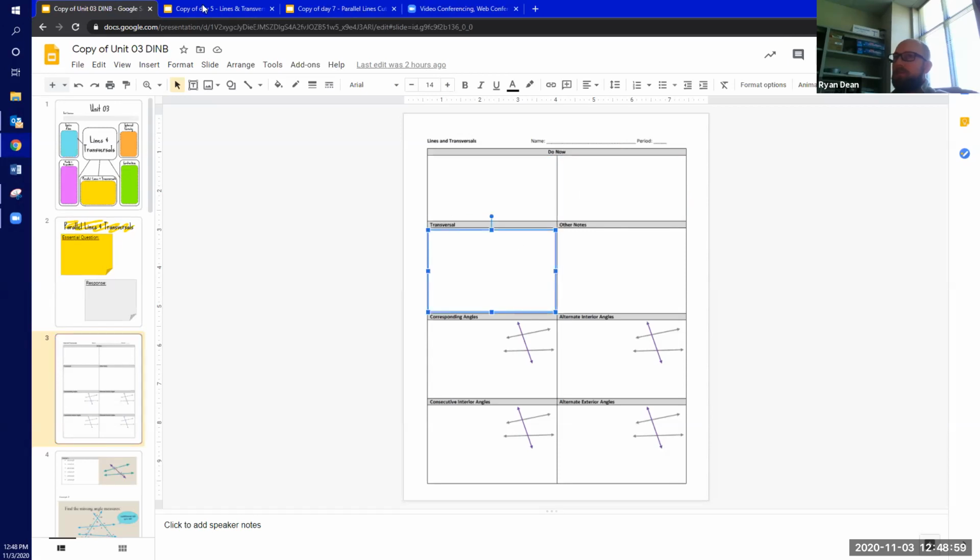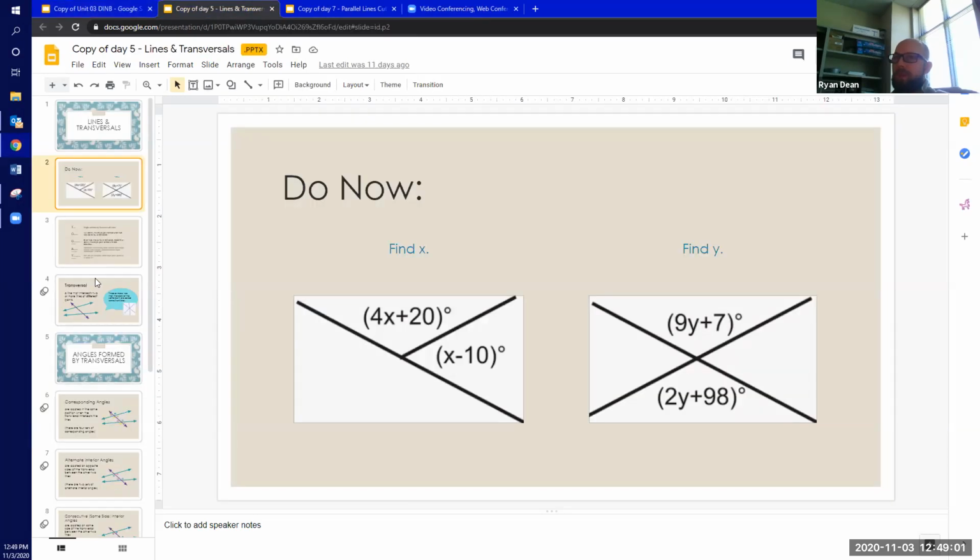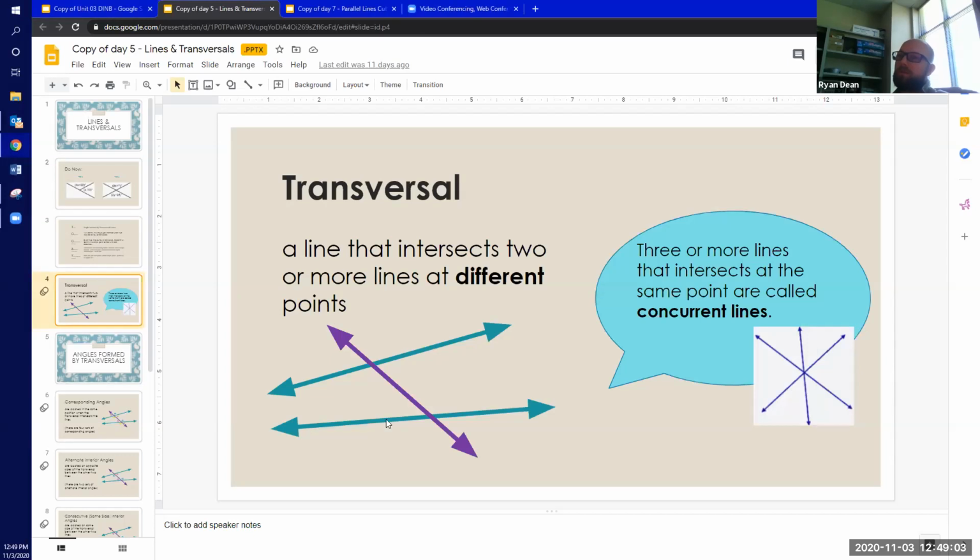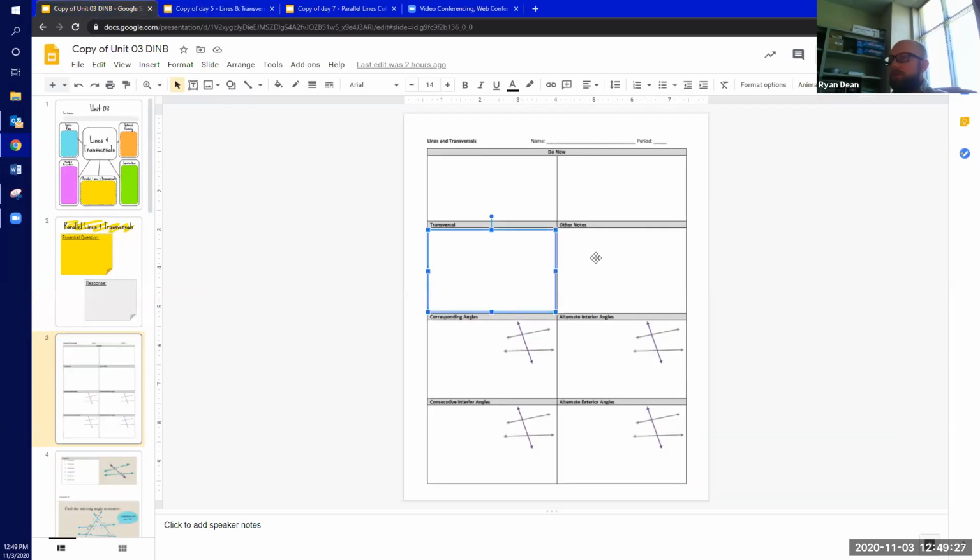Now for transversal, we need to define what a transversal is. Here's your definition. A transversal is a line that intersects two or more lines at different points. So in this specific example here, this purple line is the transversal to the two blue lines. So that's going to go right here underneath transversal.